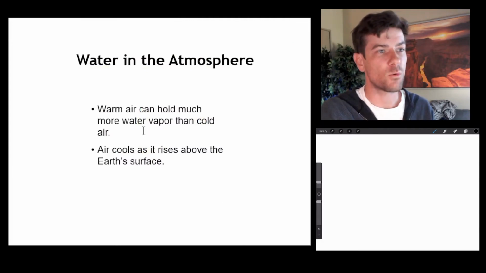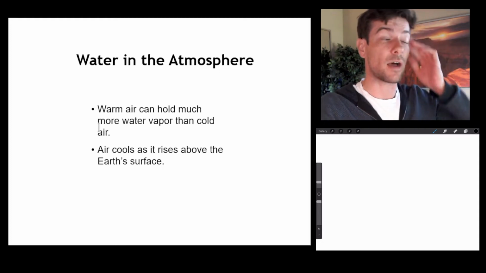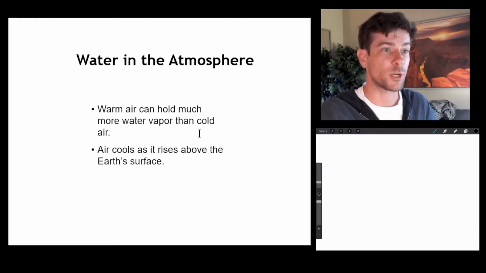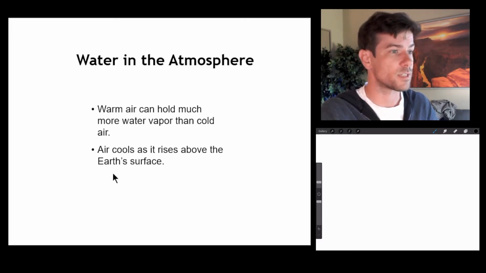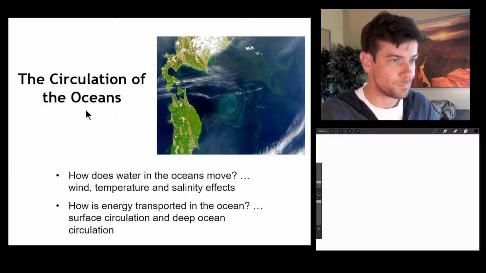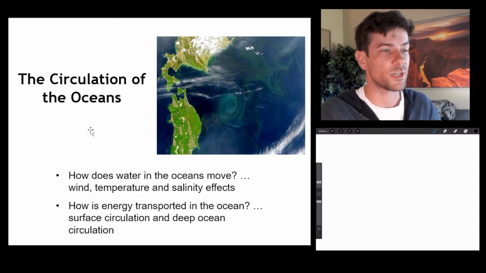Okay, so water in the atmosphere is not distributed equally around the planet. Obviously, we established that last time. Warm air can hold much more moisture than colder air. And air cools as it rises above Earth's surface, rises in altitude. And so that concept really gave rise to that intertropical convergence zone. But this PowerPoint is really about the circulation of the oceans.